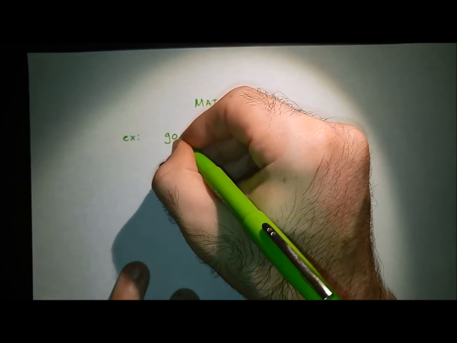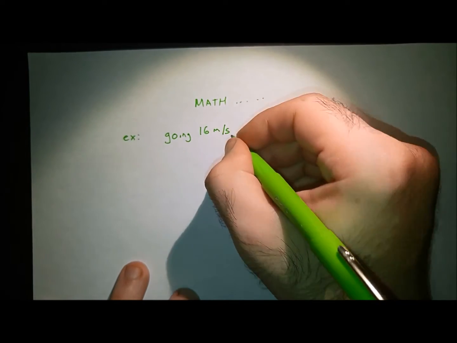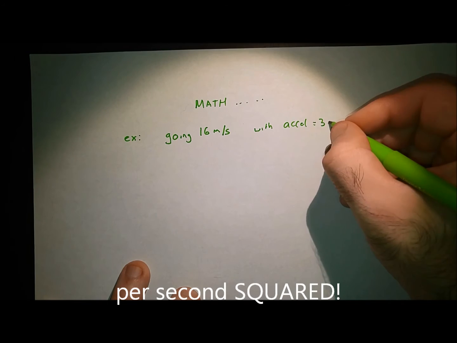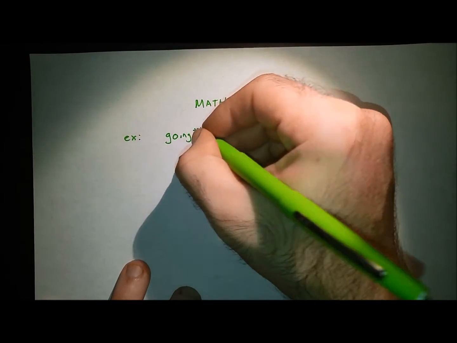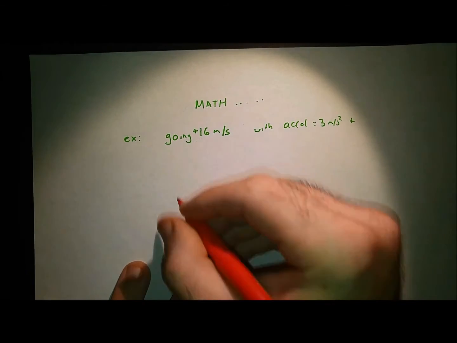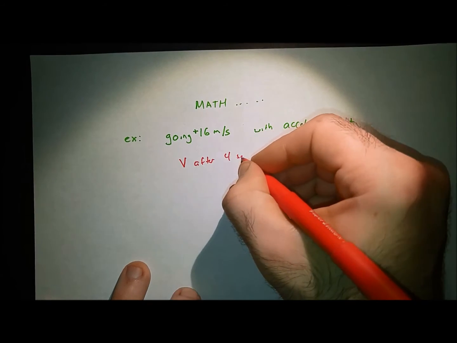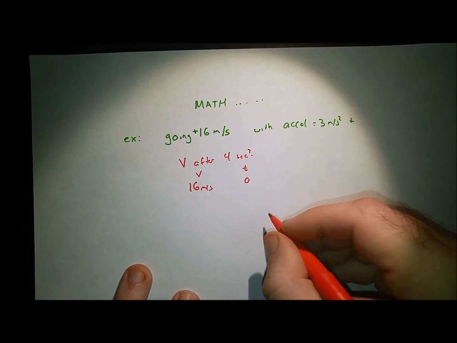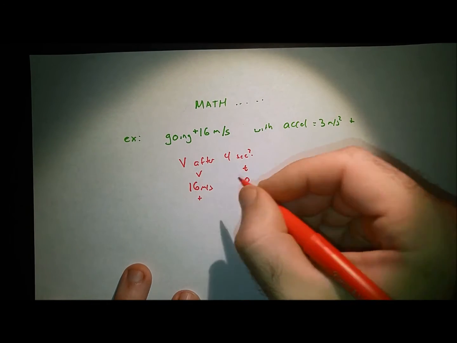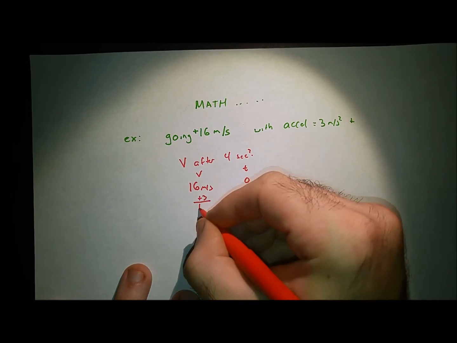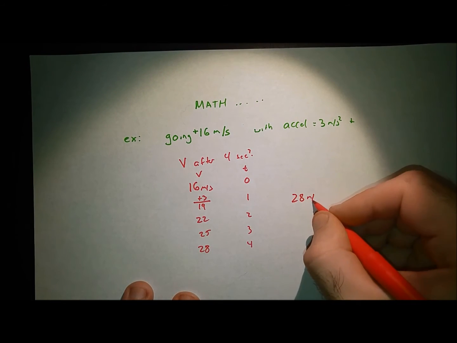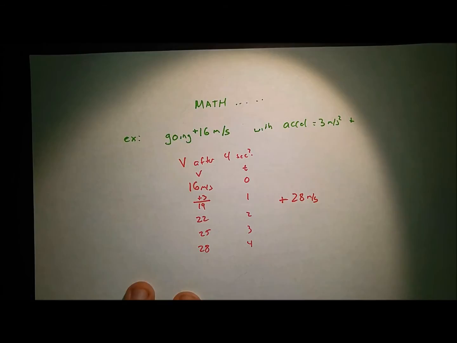To think about the math, think of an example where a car is going 16 meters per second with an acceleration of 3 meters per second squared. But since it's a vector, we've got to have direction for both of them. There we are, positive both ways. So what would the velocity after 4 seconds be? Well, here's how you think about it. At time equals 0, it's going 16. Every second, it's gaining positive 3. 19, 22, 25, 28. So we figured out the velocity is 28 meters per second, positively.